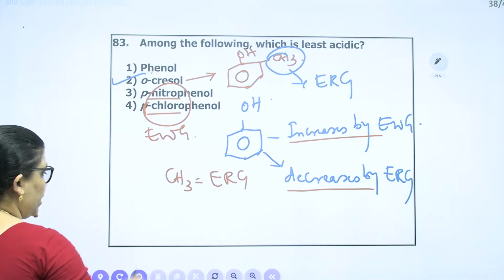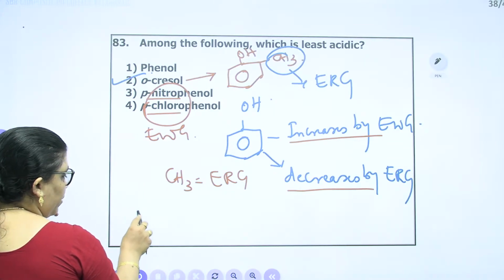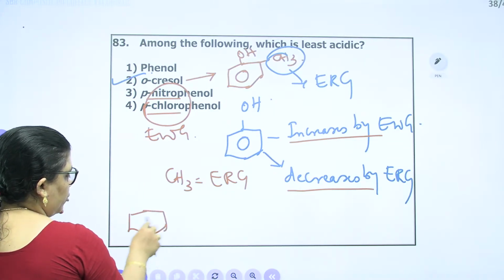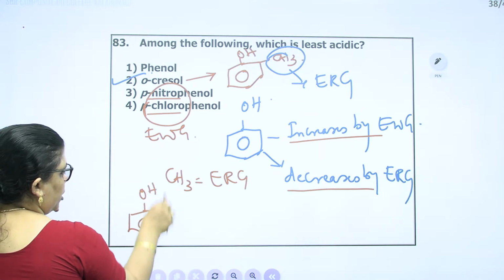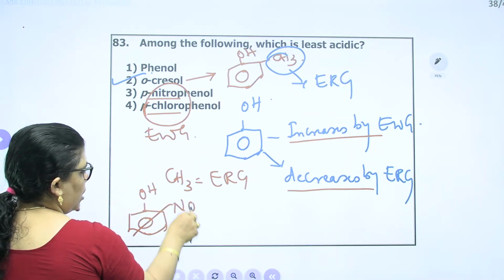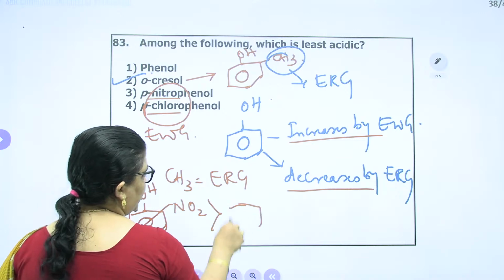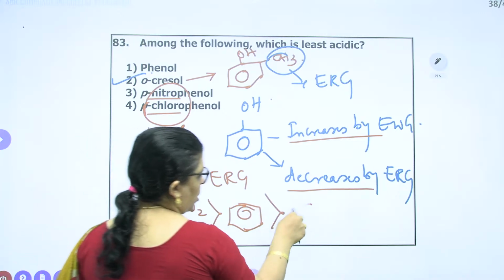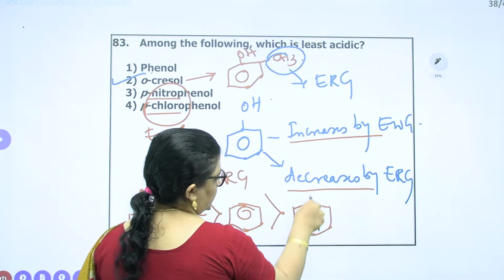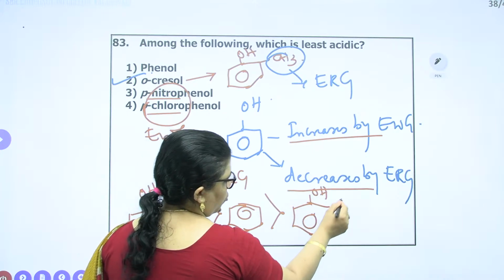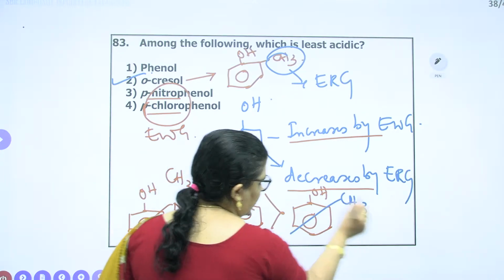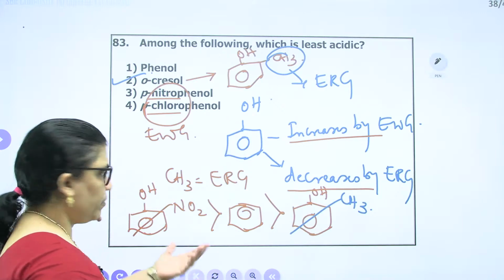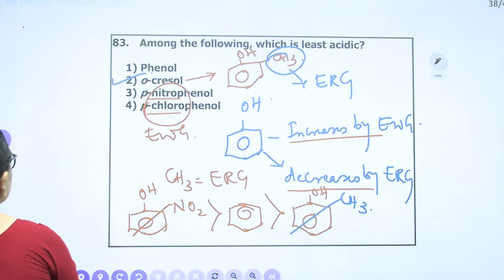Substituted nitrophenol will be stronger than phenol, which will be stronger than cresol. This may be ortho, meta, para, and that we need to discuss separately.